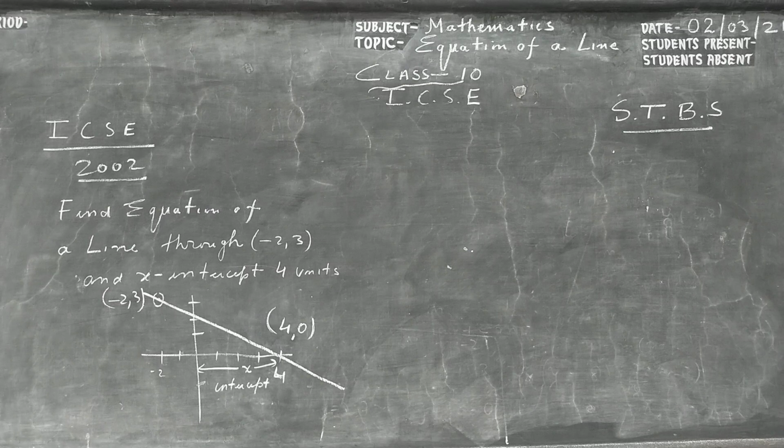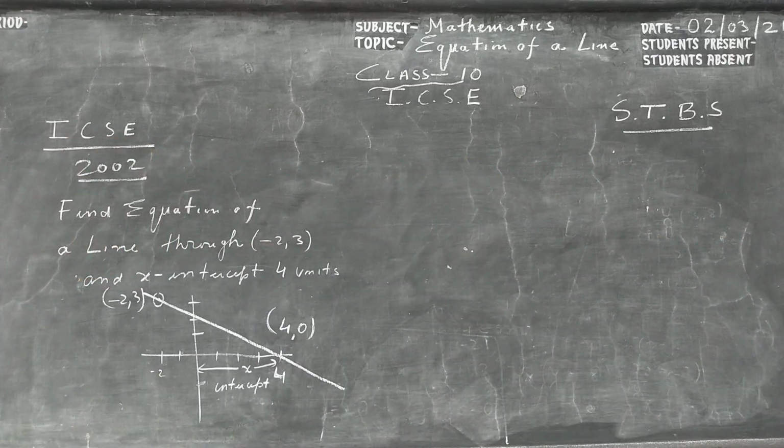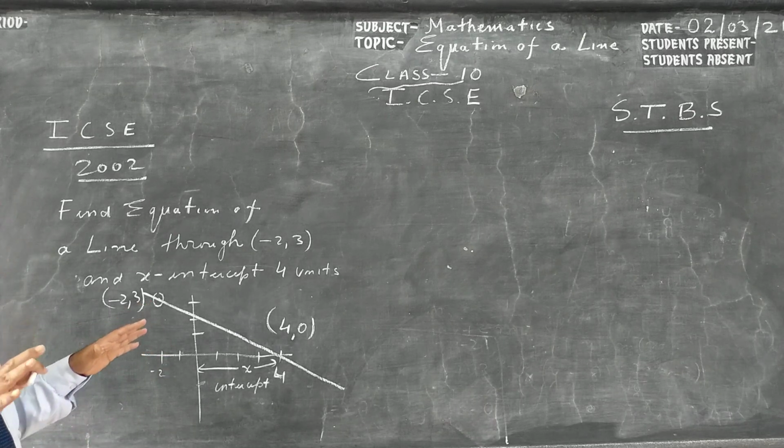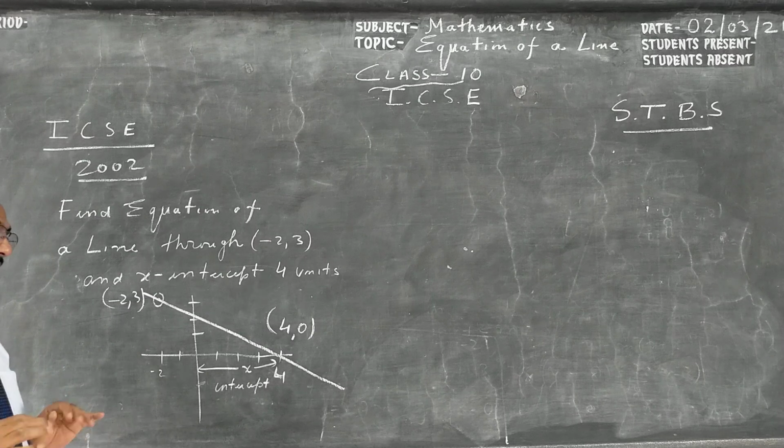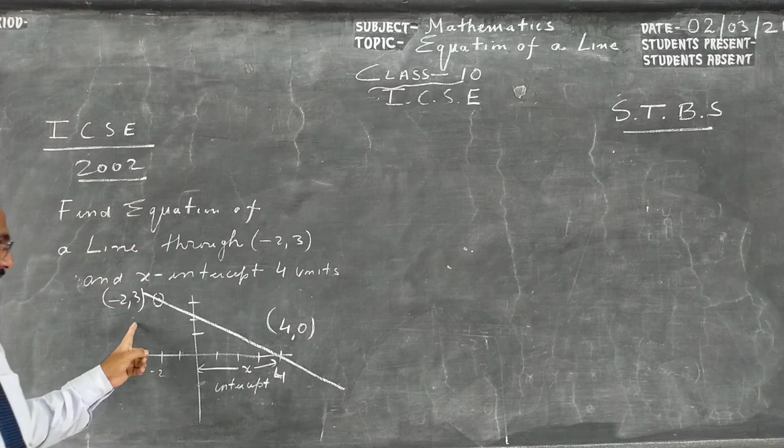Next, children, we move on to one very nice question. I have picked it up from the year 2002. I'm trying to do basic questions so that we are able to apply these three formulae which I taught you. So: find the equation of a line through (-2, 3).